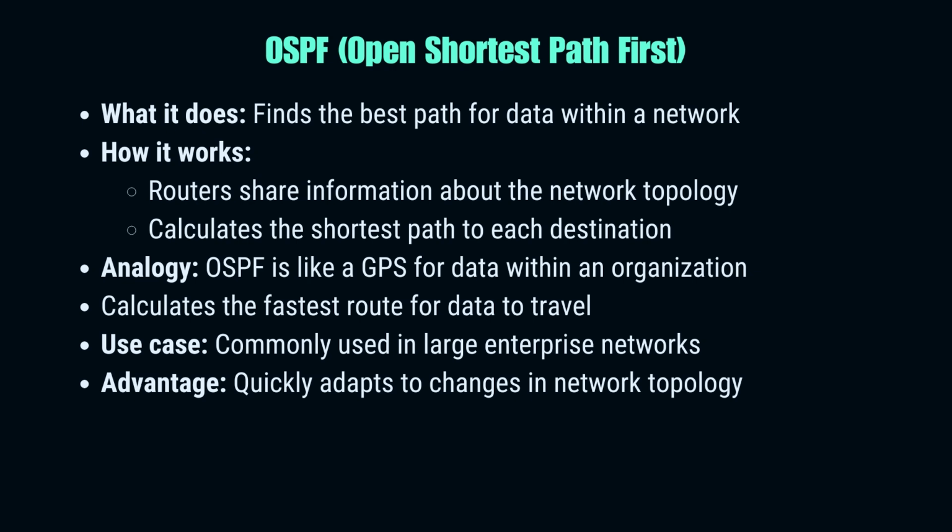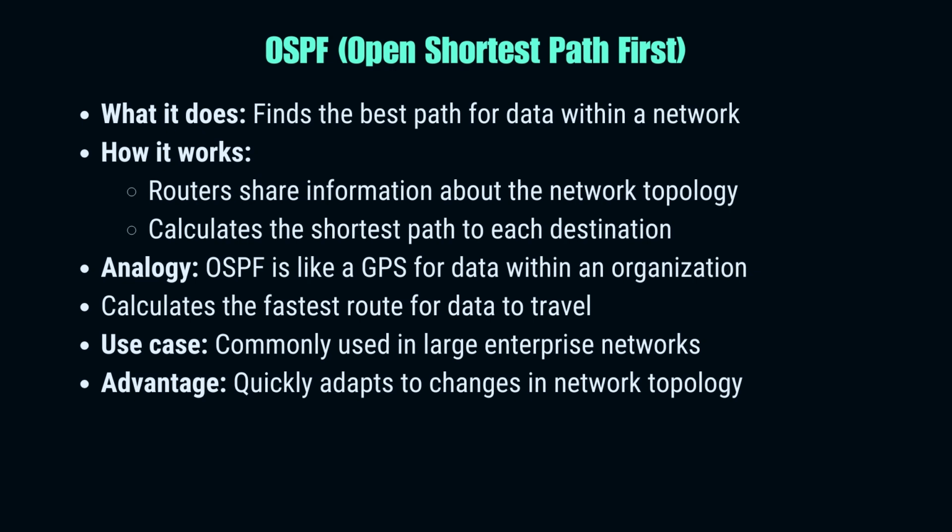Let's see how OSPF calculates these paths. OSPF, or Open Shortest Path First, is like a GPS for data traveling within a network. It's a more advanced routing protocol used to find the best path for data to reach its destination, especially in large and complex networks. Here's how it works.